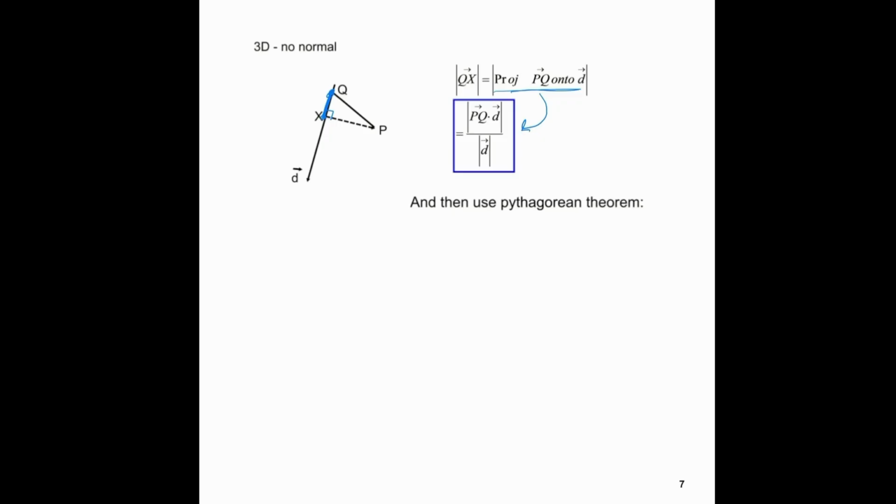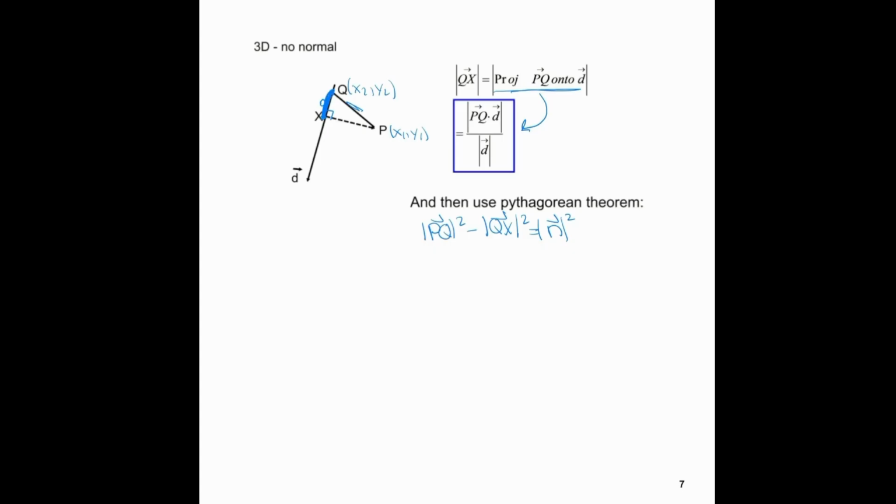Once I know QX, and I'm assuming I know my points x1, y1, and x2, y2, this is now just a right-angled triangle problem, and I can use the Pythagorean theorem. I take the magnitude of PQ squared, which is my hypotenuse here, minus the magnitude of this line segment QX that we just found squared, and that's going to equal the magnitude of the normal squared. That's going to help us when we're trying to tackle these problems.